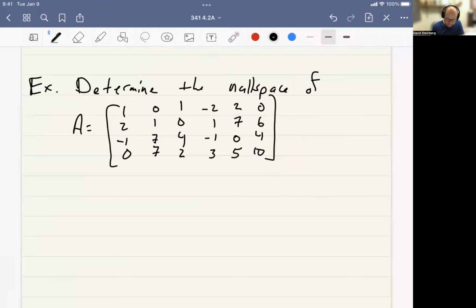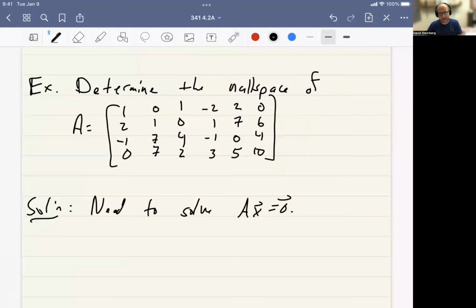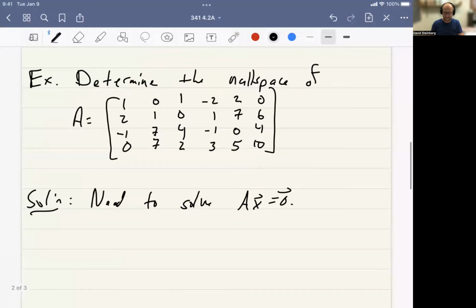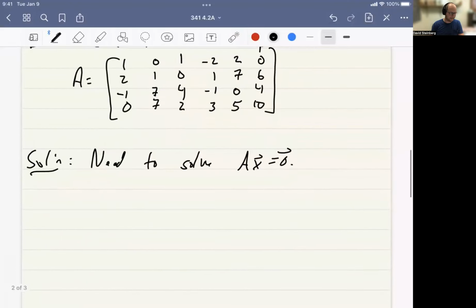Okay, so we need to solve Ax equals 0. It sounds like maybe we're learning new things, but actually it's going to come down to solving a linear system once again. So let's just row reduce our matrix to get all the solutions we want.